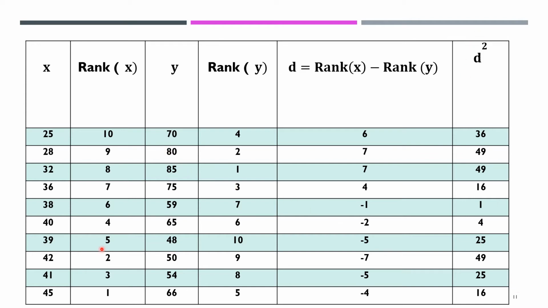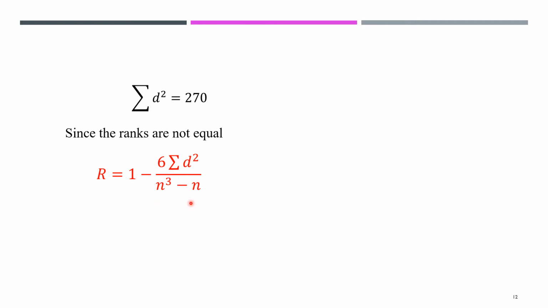And since none of the values in X and Y are repeated, we have to apply the formula for non-repeated ranks. So we require summation of D square. So adding all these values and calculating the summation of D square, summation D square comes out to be 270. Substituting in the formula, as none of the ranks are repeated, we can write capital R as 1 minus 6 into summation D square upon n cube minus n.